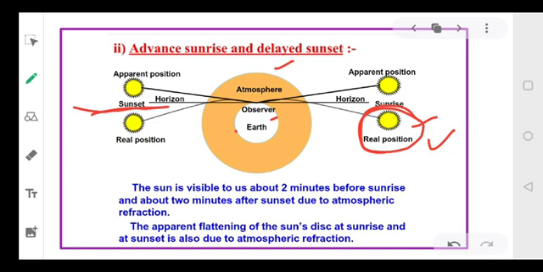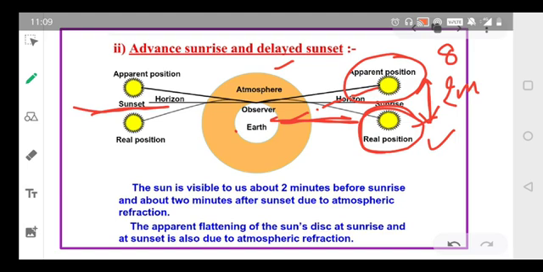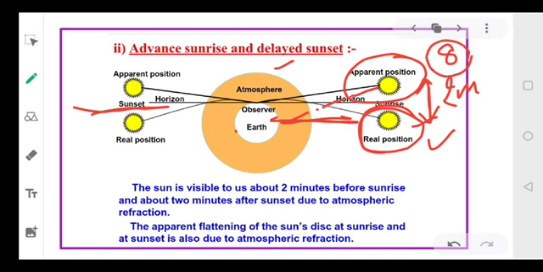Now because of continuous refraction of light that is occurring here, it will appear that the sun is present here. Okay, and this difference in the position is of 2 minutes. Means if the sun rises at 8 a.m., and I am seeing the sun at 8 a.m., this means the sun will actually be rising at 2 minutes after 8. Okay, the sun becomes visible 2 minutes before the actual sunrise.